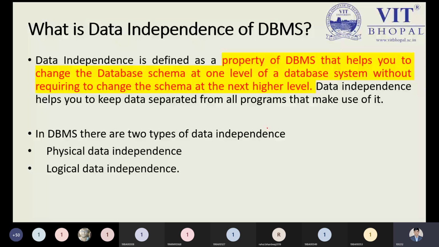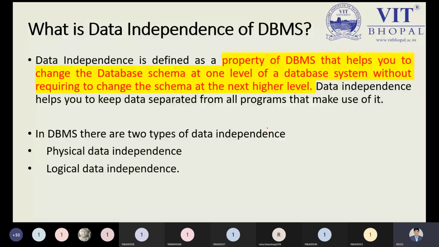This is a property of the database management system. As we know, we have three different levels: physical level, logical level, and view level. Suppose we are changing something at the physical level, then it will not affect the logical level. The information at the physical level will not change at the logical level or view level. This is known as data independence, a property of the database management system. According to its level, we have two different kinds of data independence, the physical and logical level.